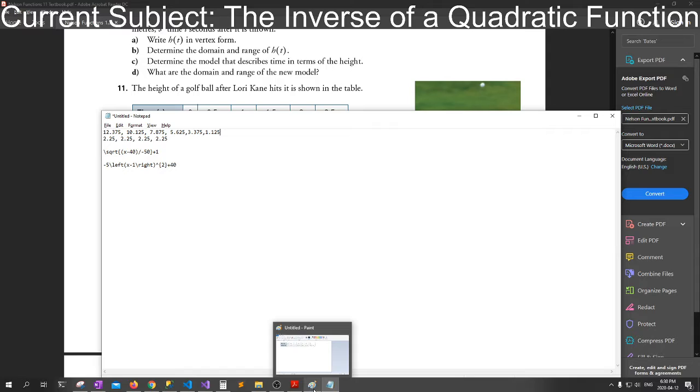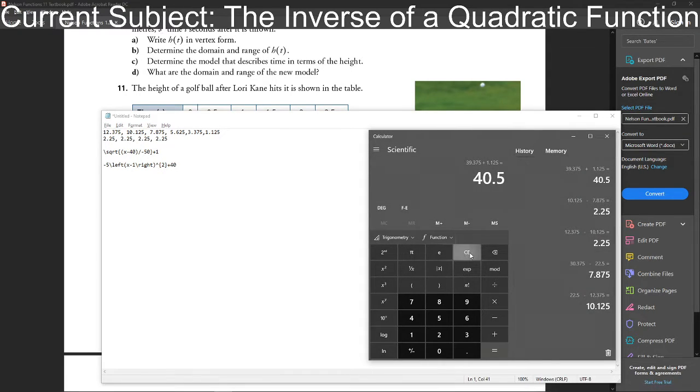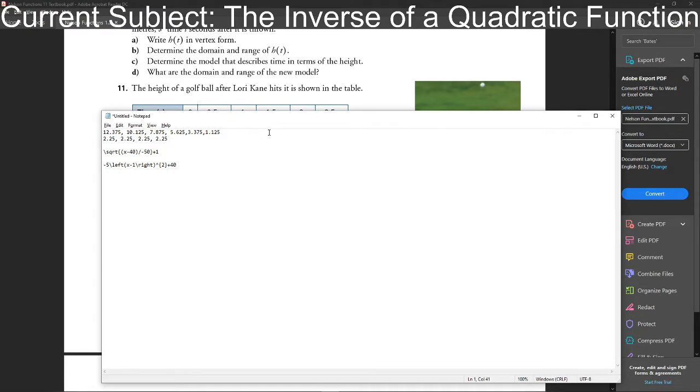1.125. Alright, I'm just gonna shock on this. 1.125 minus 2.25 equals. Alright, so here's our turning point. Negative 1.125.